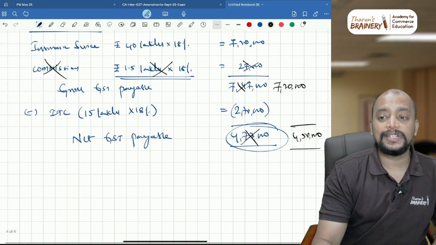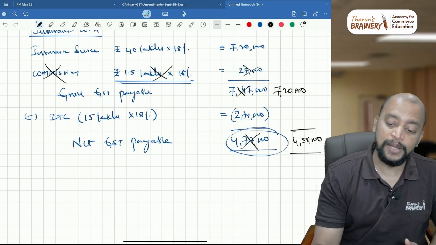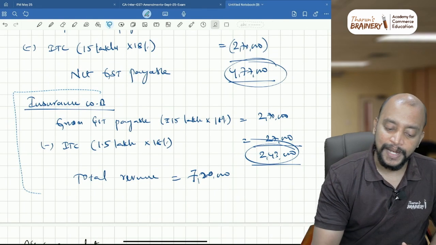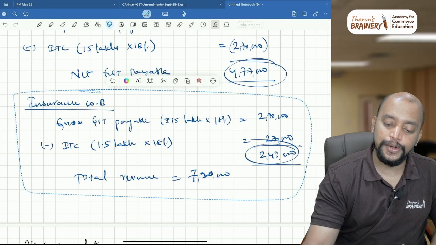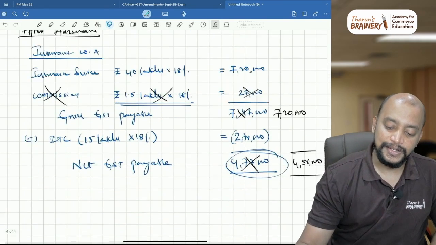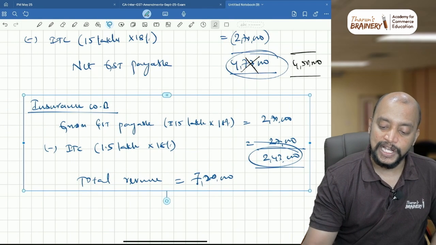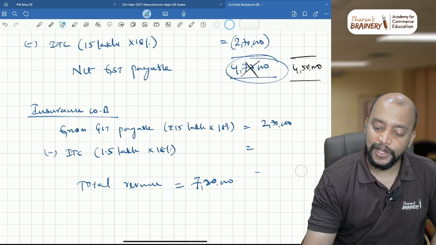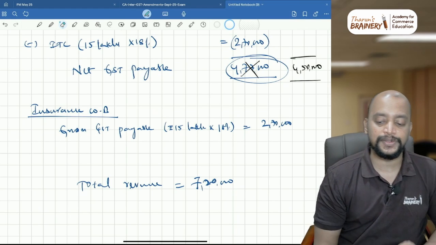But what is not payable? On the commission, GST is not payable. Sir, what about insurance company B? Insurance company B will pay GST on the gross amount. There is no question of ITC. Insurance company B will pay GST on the gross amount, which means this 2,43,000 will not be there, and just the gross GST payable of 2,70,000.